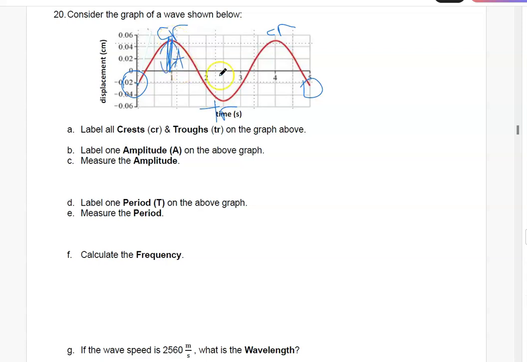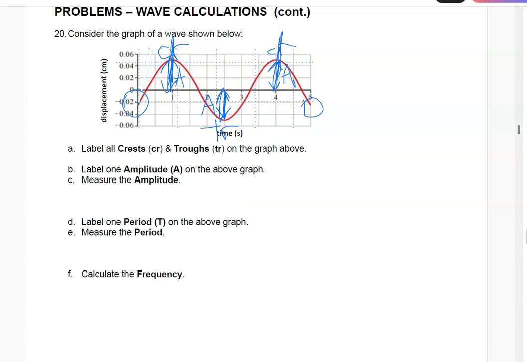That would be that length between the center equilibrium point and the crest. That's the amplitude. Or you could have picked between the equilibrium point and a trough. That's also an amplitude. Or you could have picked this other amplitude rising up to a crest. Now, part C says measure that amplitude.